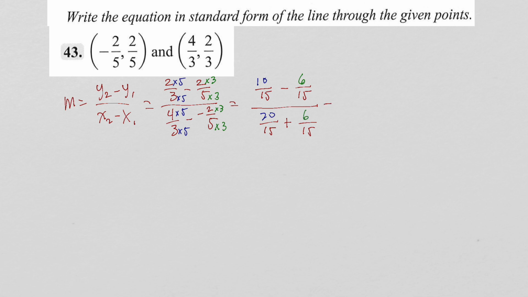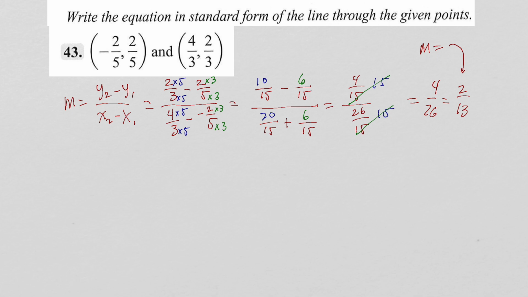So in the numerator, 10 minus 6 is 4 over 15, and the bottom is 26 over 15. Now to get rid of my fractions, I'm going to multiply by 15 in both the top and the bottom of the fraction. That'll cancel this, and we're going to be left with 4 over 26, or 2 over 13. So this is our m, 2 over 13.